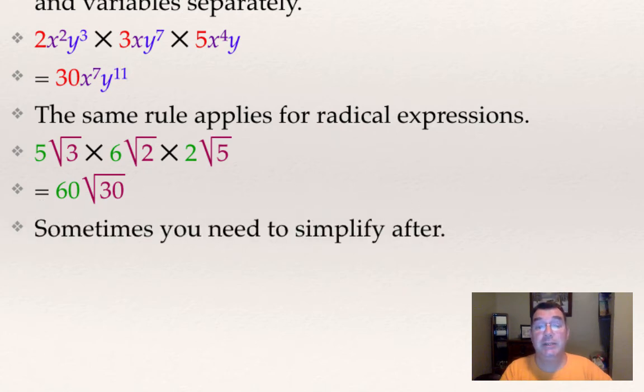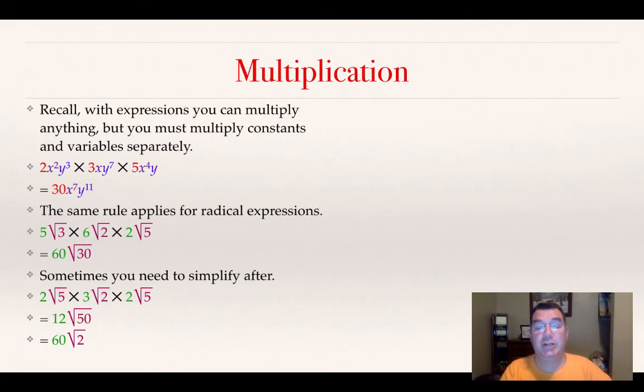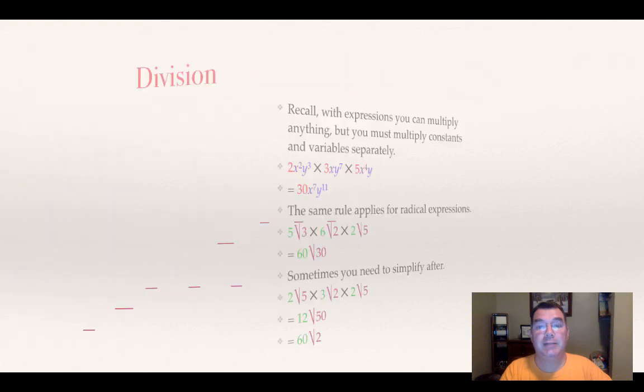But sometimes I will need to simplify afterwards. So if I had 2 root 5 times 3 root 2 times 2 root 5, if I'm looking at the outside numbers, 2 times 3 times 2, that is 12, and 5 times 2 times 5 is 50, so my answer is 12 root 50. Well, 12 root 50 can be simplified, and I would get an answer of 60 root 2. All right, so that is multiplication.